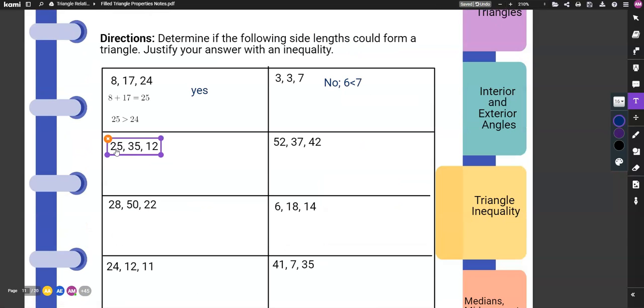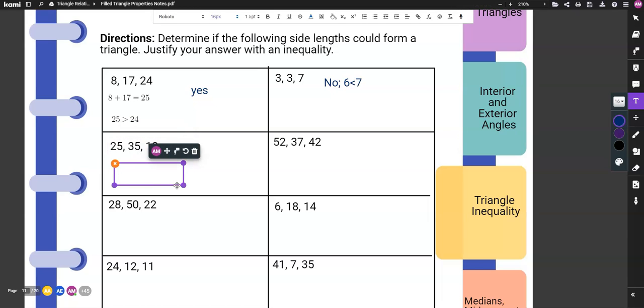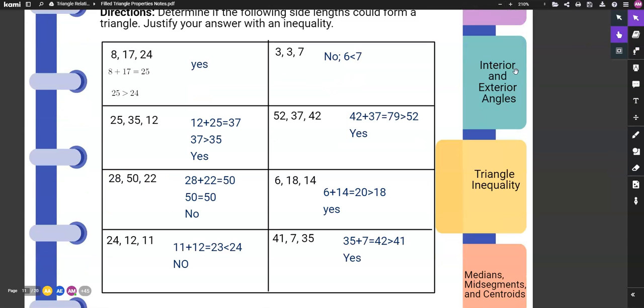Next one, we have 25, 12, and 35. 12 plus 25 equals 37. And because 37 is greater than 35, we can say yes. So you can see here that I filled in the rest of these. I have 42 plus 37 equals 79. 79 is greater than 52, so yes.